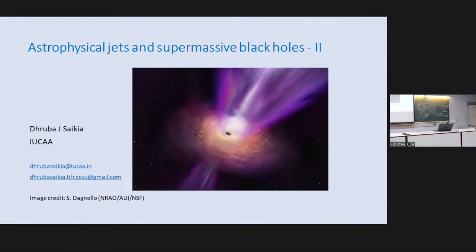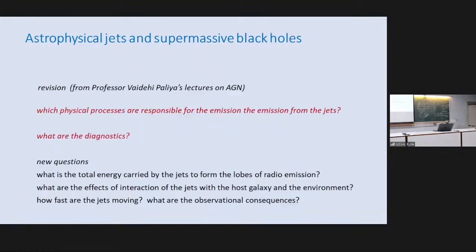So the first thing again I will ask you is, building on what Vaidhi talked to you about, physical processes responsible for emission in jets and what are the diagnostics, what we found out. And then we'll also look at the total energy carried by the jets, how do we estimate that, what are the effects of interaction of jets with the host galaxy and the environment, how fast the jets are moving, and what are the observational consequences. So initially, we will do a little bit of revision, then we will try to ask new questions that are posed to us. Right?